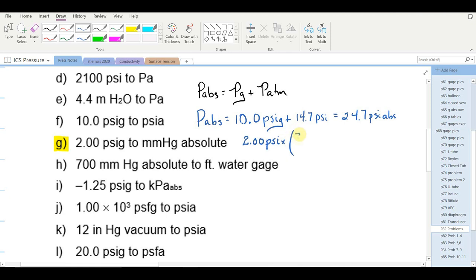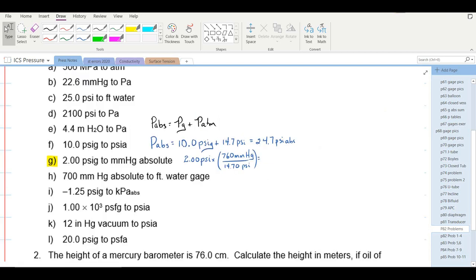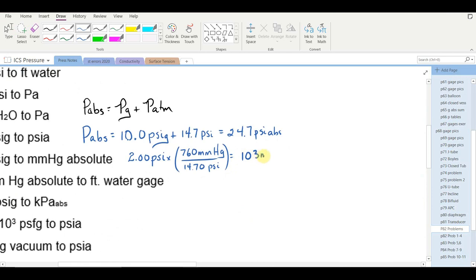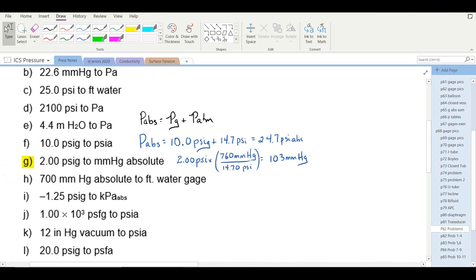Atmospheric pressure, there's 760 millimeters of mercury for every 14.70 psi. So that equals 103 millimeters of mercury. Now that's still the gauge pressure, so if you add atmospheric, which is 760 millimeters of mercury, this is gauge, this is atmospheric, the sum will be 863 millimeters of mercury, and that would be the absolute pressure.